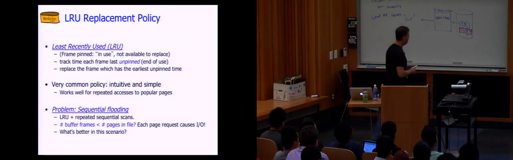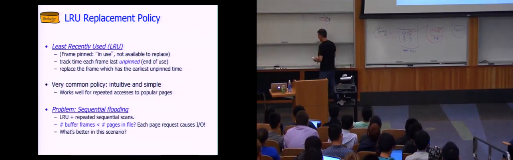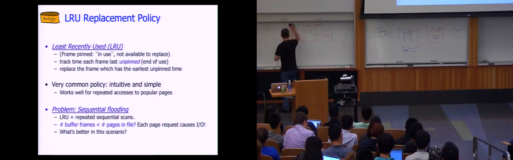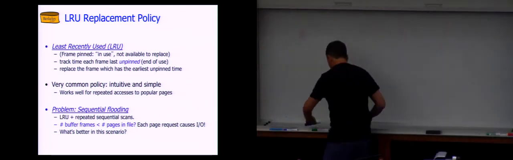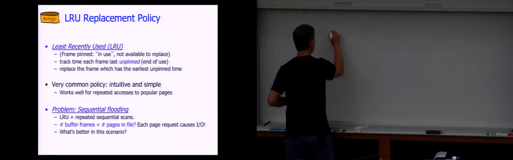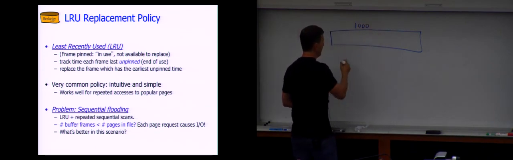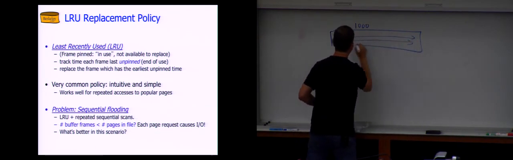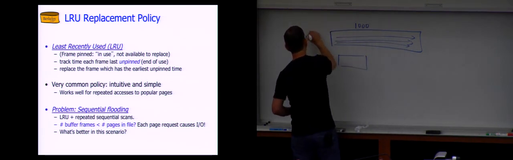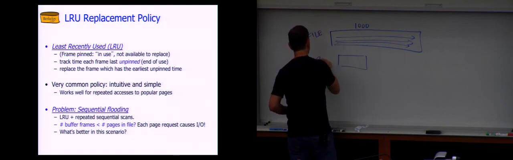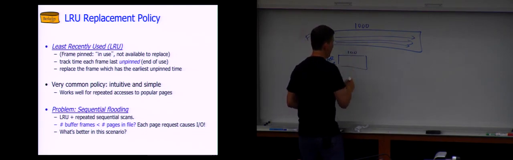Okay, and the usual problem is something that's called sequential flooding. So imagine that you have a file, and you're going to scan it over and over. All right, and we'll stop with this idea, and then next time we'll go through the detail. But here's a file on the disk. It's like 1,000 pages long, and I'm going to scan it over and over and over. And suppose you have 100. So this is your file, and this is your buffer manager. And in the buffer manager, you have 100 frames.